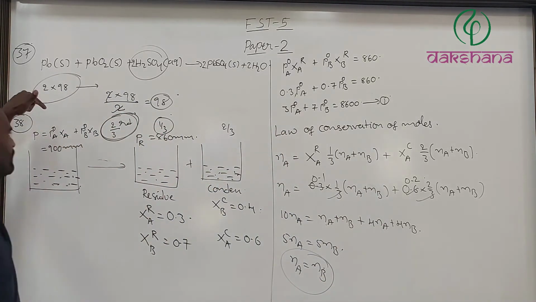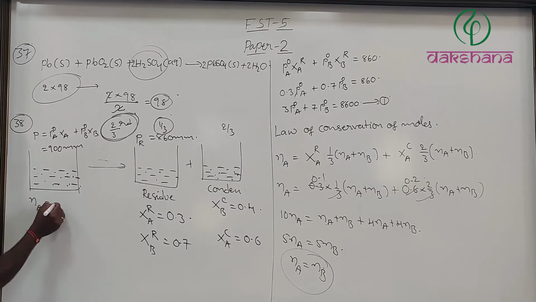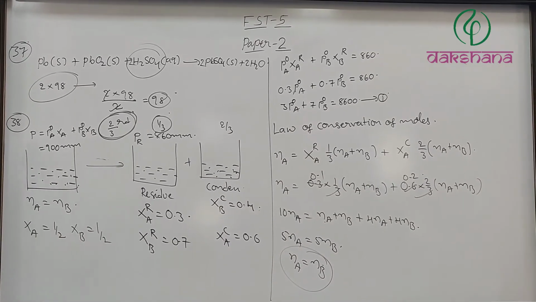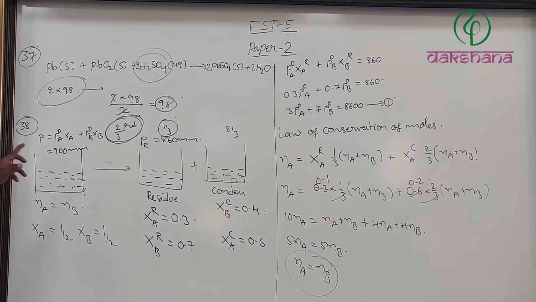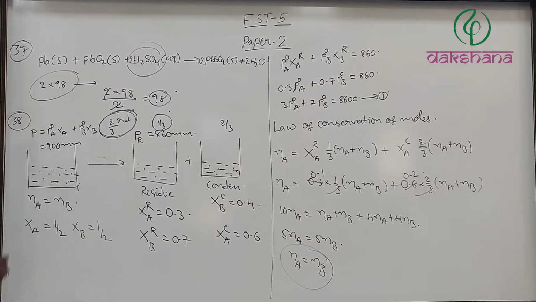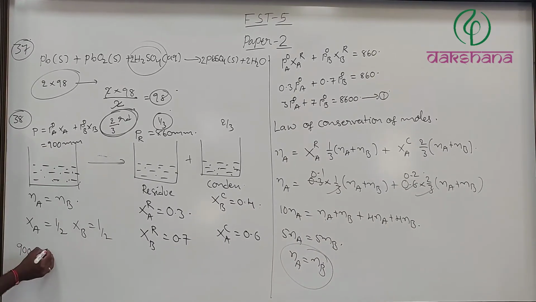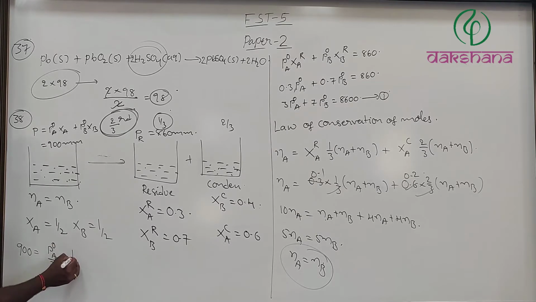Which means the initial number of moles of A as well as B are both the same. Na as well as Nb are both the same, therefore Xa initial is equal to 1 by 2 and Xb is equal to 1 by 2. Both Xa as well as Xb are equal. Now for this we can write one expression: 900 is equal to P naught A by 2 plus P naught B divided by 2. That is, P naught A plus P naught B is equal to 1800.